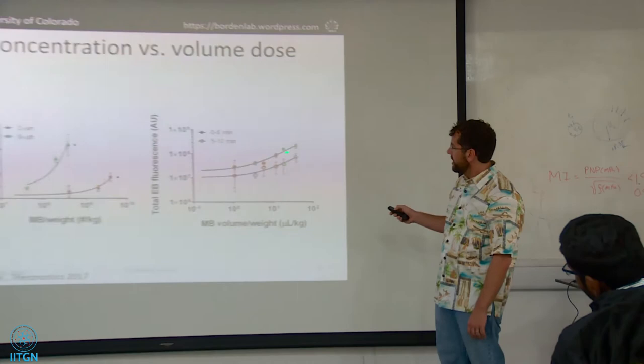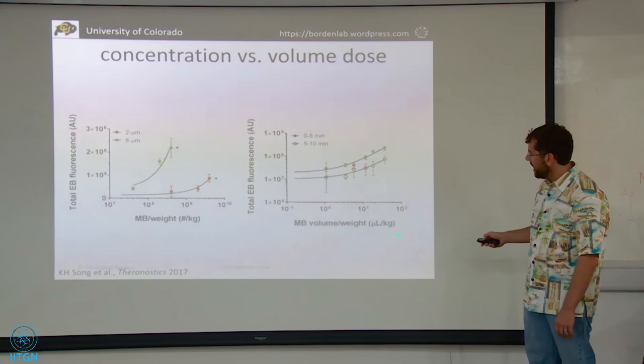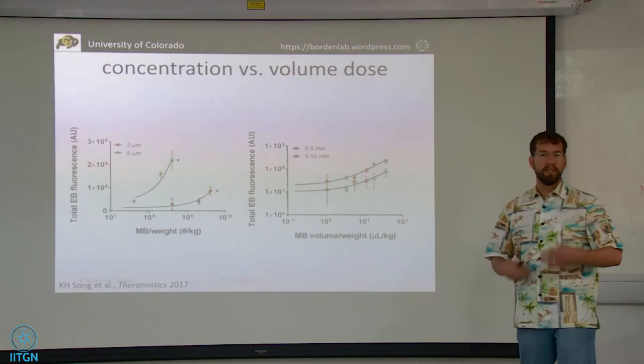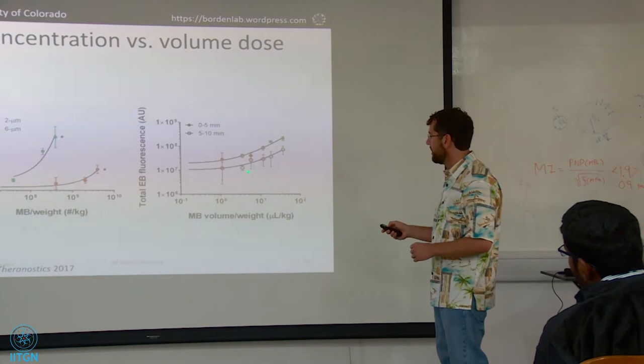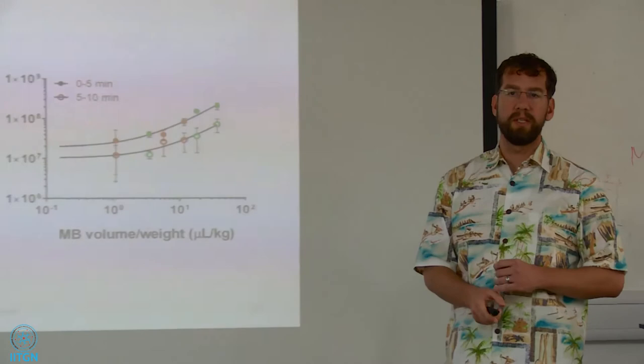If you take the data for both the large bubbles and the small bubbles and collapse it by total bubble volume per minute, that is, you take the total volume of bubbles that you're injecting and plot it by that, then the data falls to a single curve. And this is the right hemisphere and the left hemisphere. It falls to a curve on both sides.